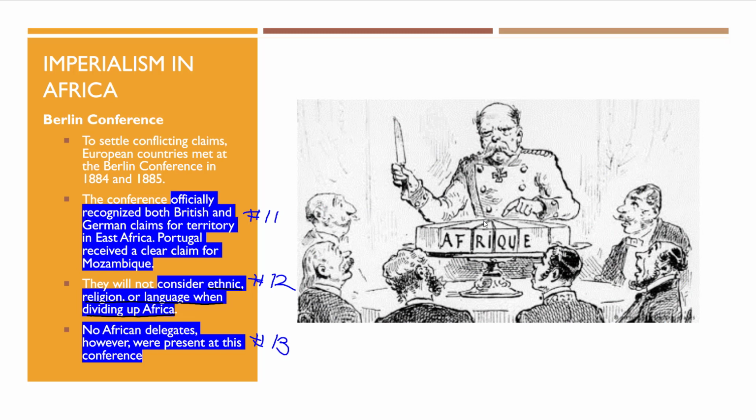So in this case, as you see here for number 11, the British and Germany claimed their territory in Eastern Africa. Portugal had their clear claim for Mozambique, which is in Eastern Africa. The French already had Western Africa, so that was their claim. And then, of course, the British were able to get parts of South Africa, which we'll talk about in a minute. However, with all of this dividing up of Africa into different parts, they did not consider ethnicity, they did not consider religion, language, nothing, okay, when they were carving up Africa amongst themselves.